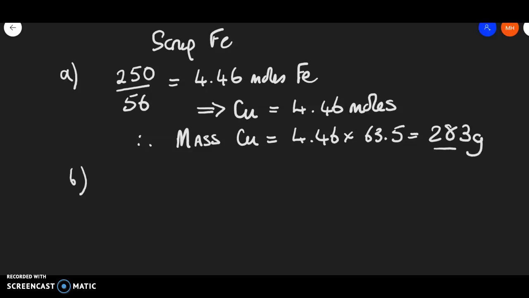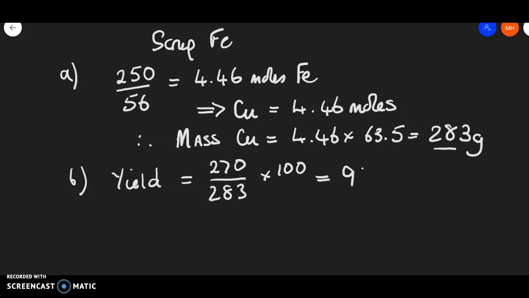Part B, to calculate the yield, if we divide what we did get divided by what we should have got, that gives you quite a good yield of 95%. We'll go on to part C.